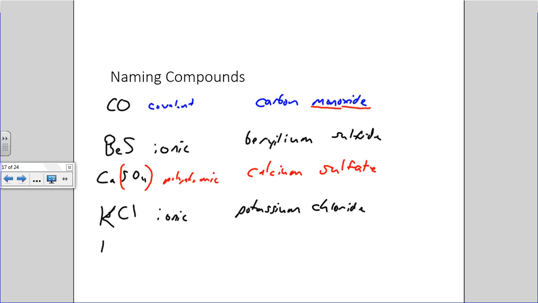Last one, K2O. So K, potassium again, still a metal. O, oxygen, non-metal, so that is also ionic. Ionic does not use prefixes, so that K2 doesn't matter. It's still just potassium, because we don't use a prefix. So potassium, and then O, oxygen, becomes oxide. Okay, so hopefully you're fairly comfortable with these at this point.